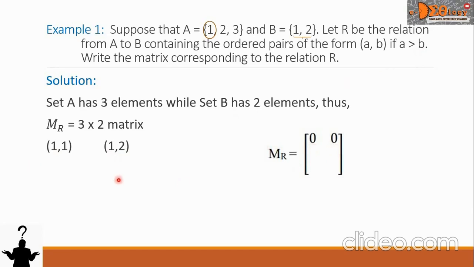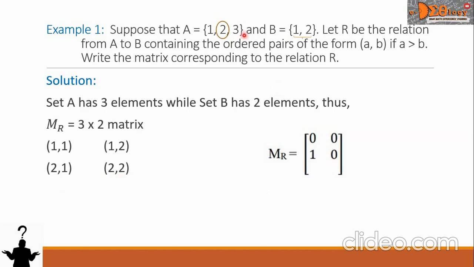For the next ordered pairs, we use the second element of A, which is 2. So the ordered pairs are (2, 1) and (2, 2). For (2, 1), 2 is greater than 1, so we write here 1. For (2, 2), they are equal, so we write here 0.